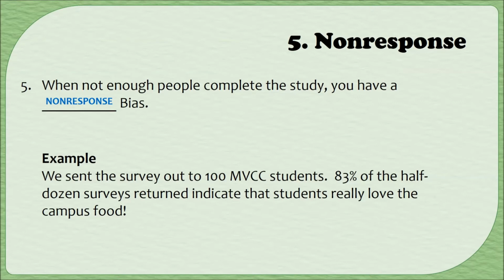And if I survey 100 students, obviously that's 83, right? But only half a dozen people, 6 people, returned a survey. Do you think that 6 people out of 100 is a very good response rate? Yeah, nope. So this is very difficult when you send out a survey and you're trying to get the information, but people don't reply.